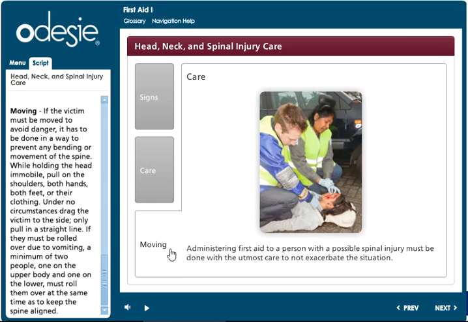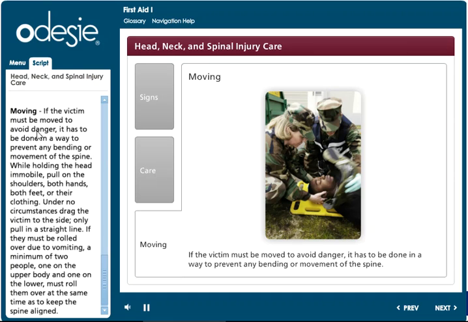If the victim must be moved to avoid danger, it has to be done in a way to prevent any bending or movement of the spine. While holding the head immobile, pull on the shoulders, both hands, both feet, or their clothing. Under no circumstances drag the victim to the side. Only pull in a straight line. If they must be rolled over due to vomiting, a minimum of 2 people, one on the upper body and one on the lower, must roll them over at the same time as to keep the spine aligned.